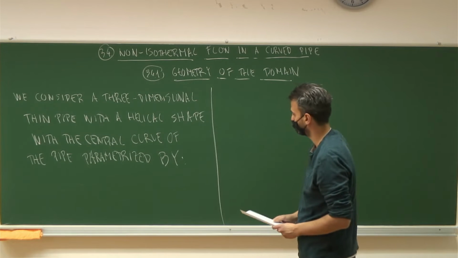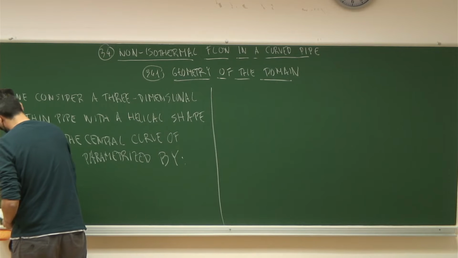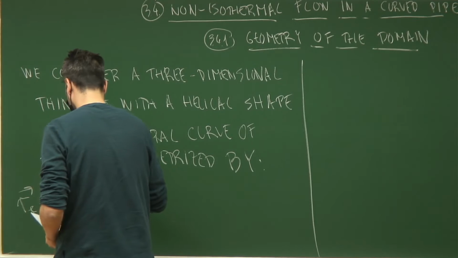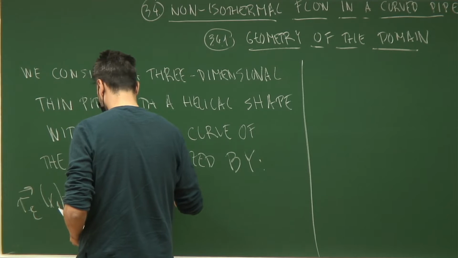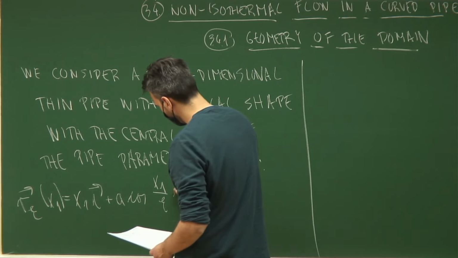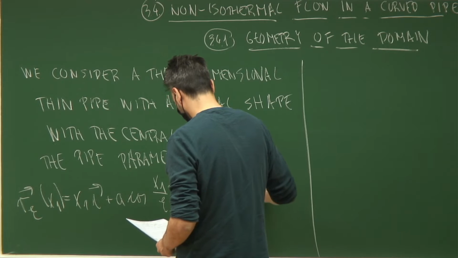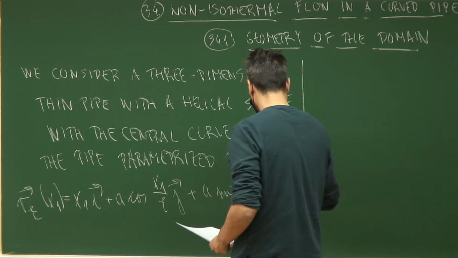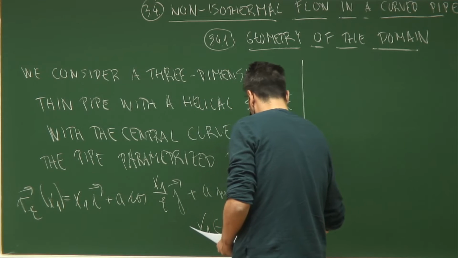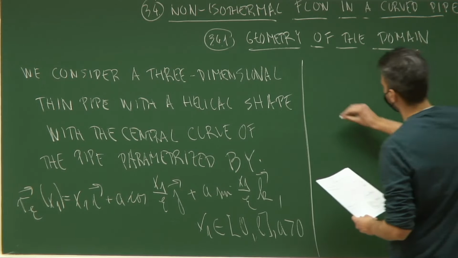So we have a specific parameterization for this. You put it this way: R epsilon of x1 is x1 i plus a cosine of x1 over epsilon j plus a sine of x1 over epsilon k, where of course x1 goes from 0 to L and a is strictly positive. So basically I have something like this.